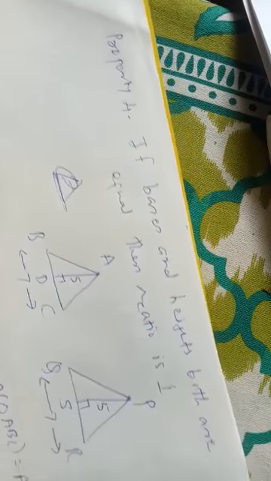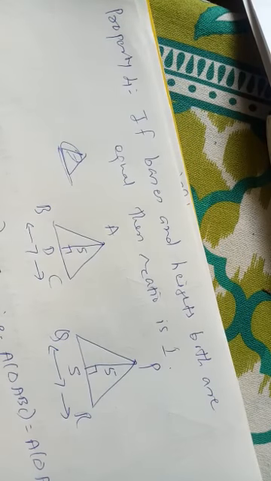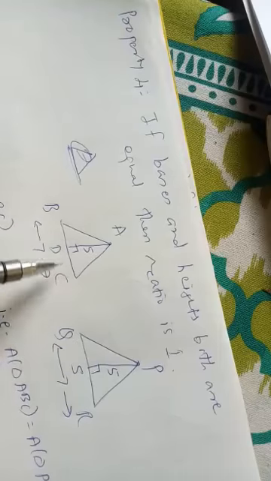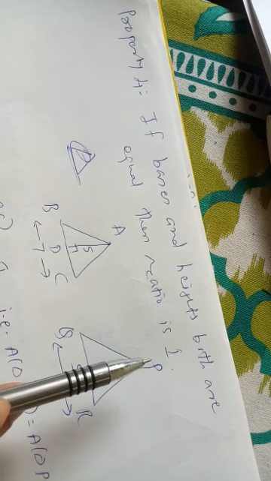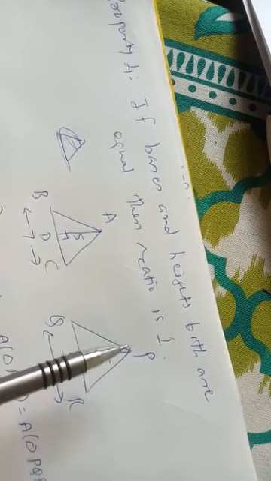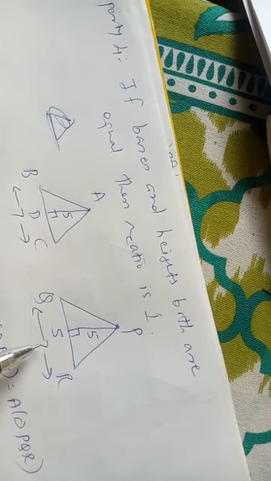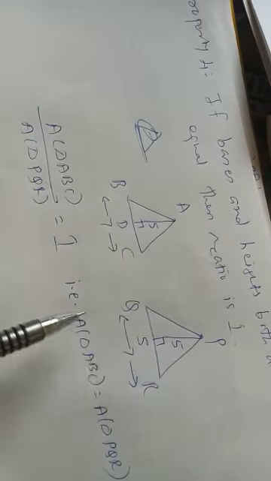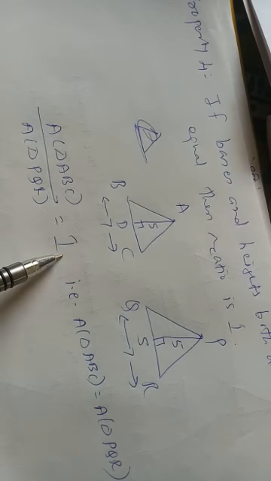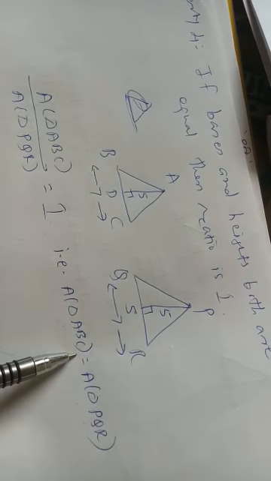Now fourth property: if bases and heights both are equal, then we have to take this ratio as 1. Suppose we have triangle ABC and triangle PQR. You can see in triangle ABC height AD is 5 cm and base BC is 7 cm. In triangle PQR height PS is 5 cm, base QR is 7 cm. So in this case heights are equal, bases are also equal. So we are going to take this ratio as 1. That is, these two areas are equal. Area of triangle ABC and area of triangle PQR both will be equal.